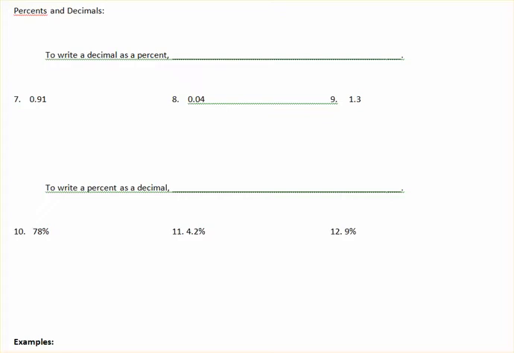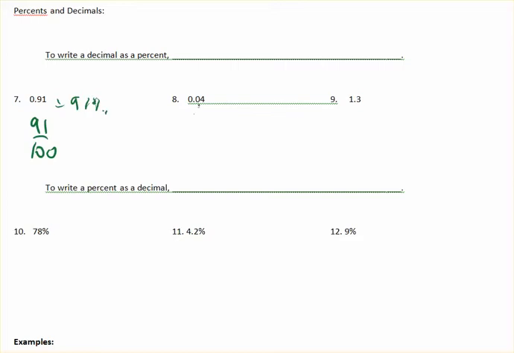So before I tell you how to write a decimal as a percent, because we're going to use a little shortcut, we're going to do the long way first. So we have the number 0.91, and if we think about it, it's 91 hundredths. That's how we would actually say that number, right? So then when we look at the fraction we have 91 out of 100. So we have a fraction out of 100, which means we have a percent.